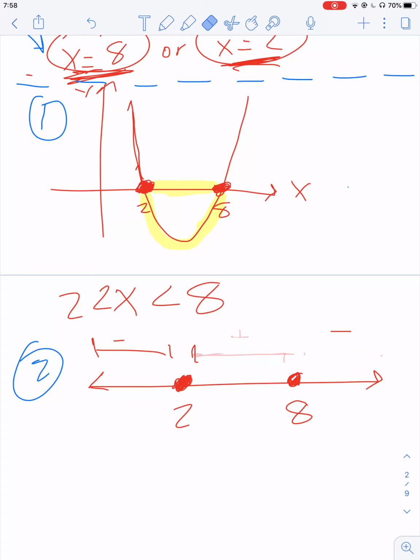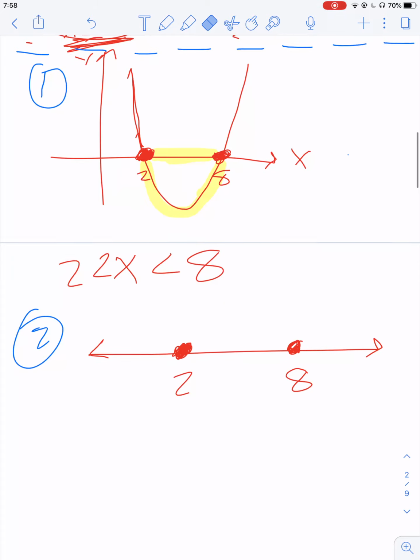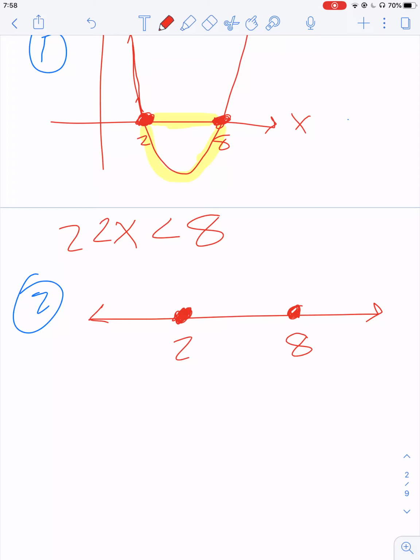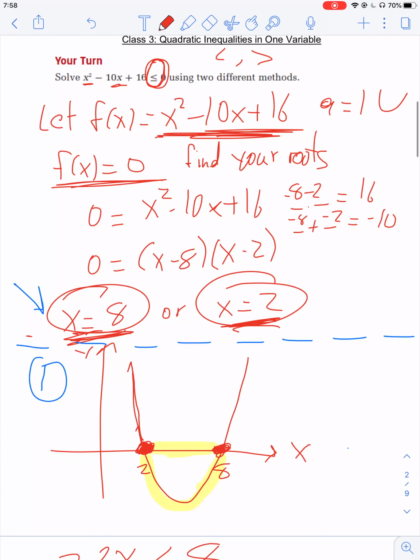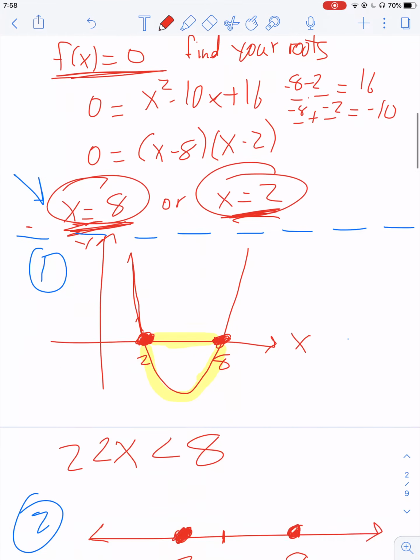But how do you know what the signs are? Okay, so what you have to do is you have to find a value. You have to pick a point between 2 and 8. Okay, so it could be anything. So what I'm going to do is I'm just going to find the y value of my function. So I'm going to use the point 3 because 3 happens to be between 2 and 8, right? So I need to find f of 3 and see if it's positive or negative. Okay, so f of 3 means that I need to replace x with 3 in this equation. So let's do that.